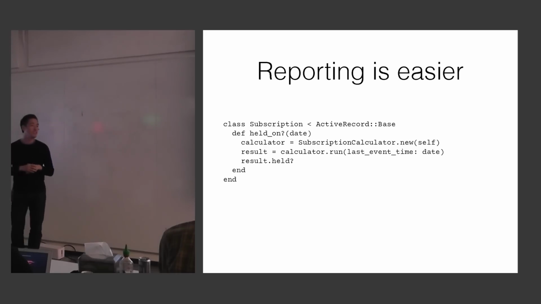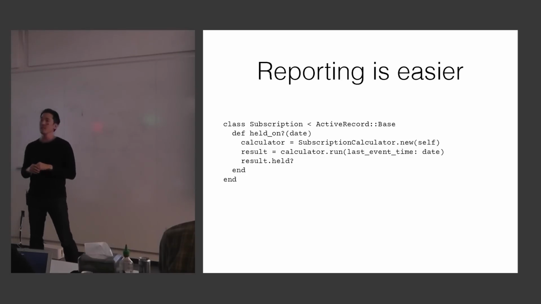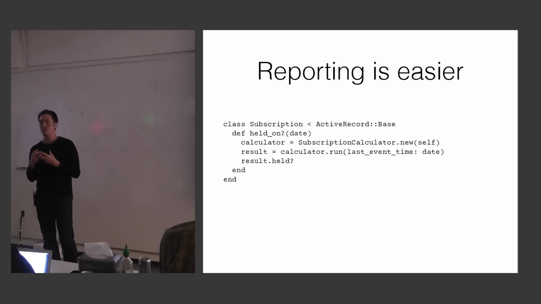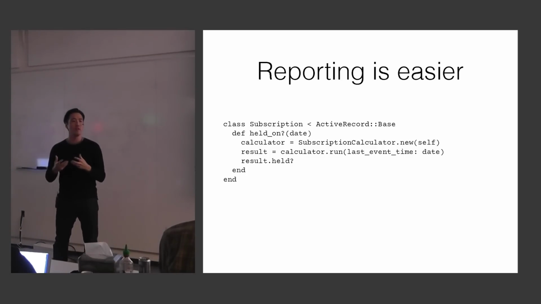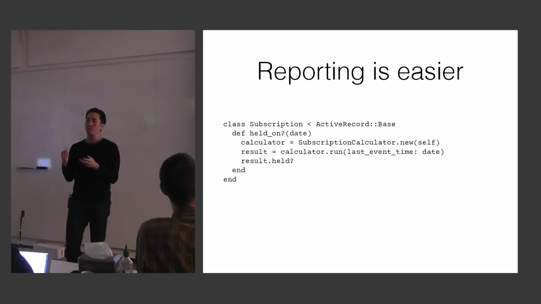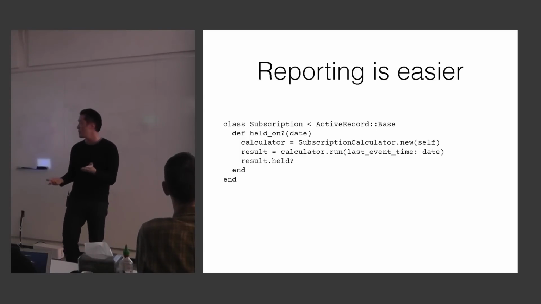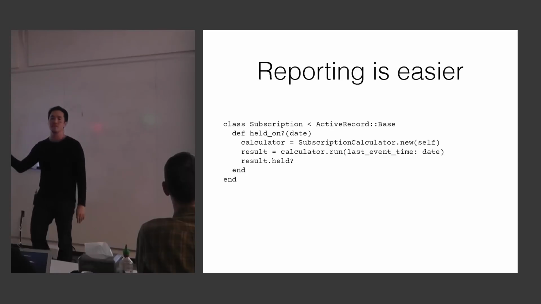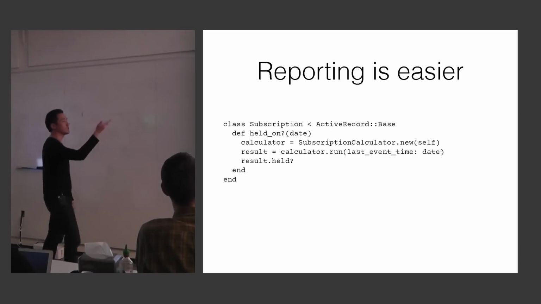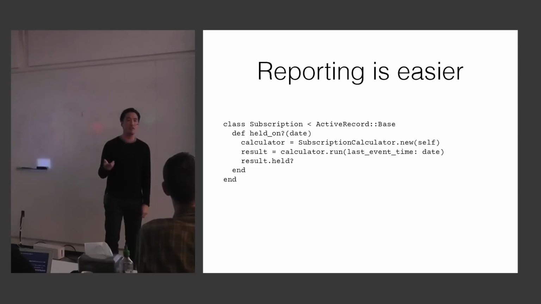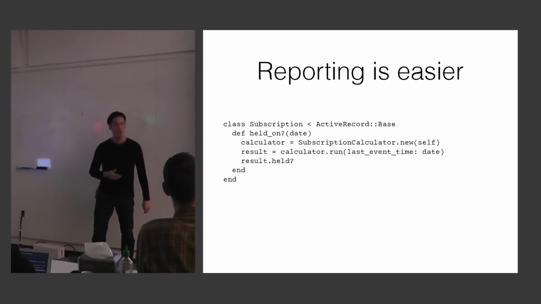Reporting also, as a nice side benefit, is really easy. Because now you've basically built this very reliable calculator, by default, up until now, we've been running everything, but it's super easy to say, just run it until the last event time. If you want to know if a subscription was held on a specific date, just tell the calculator, run until that date and then stop.